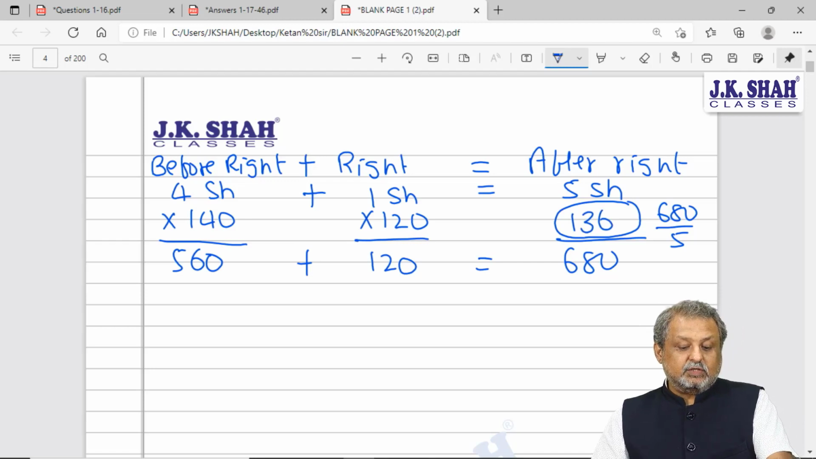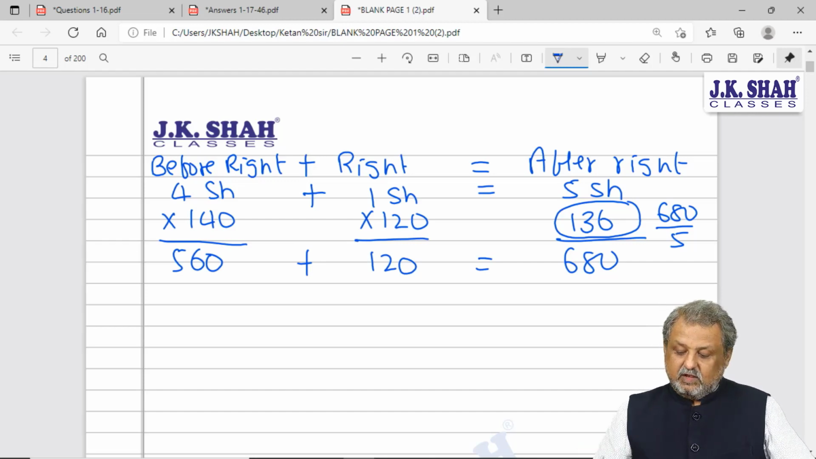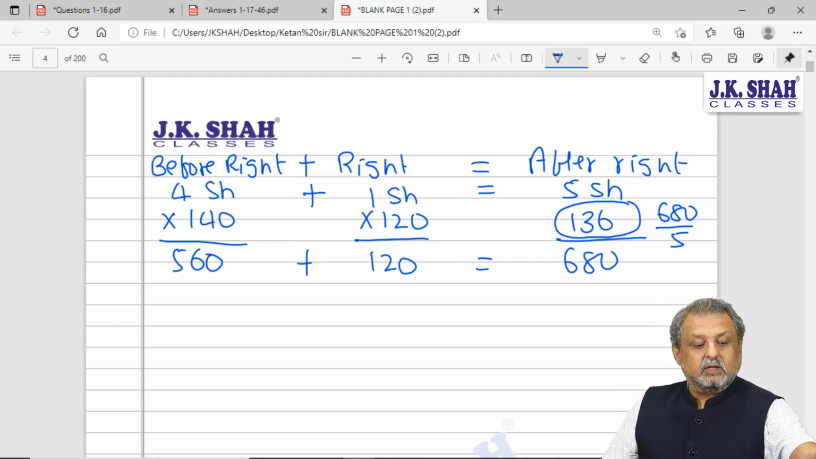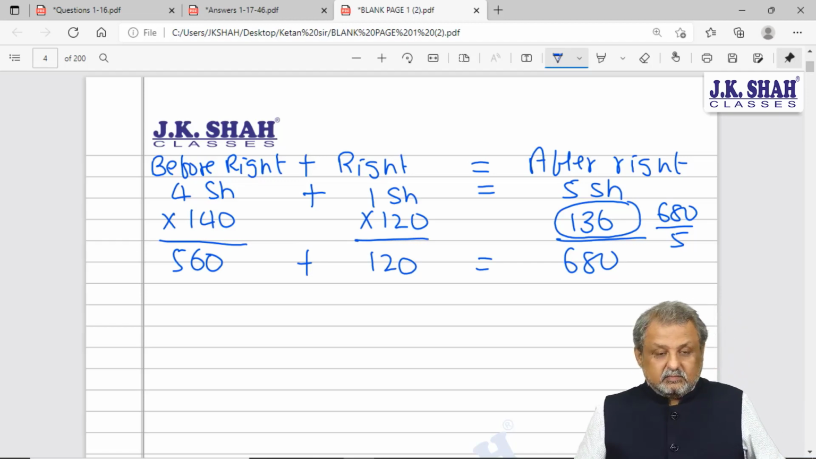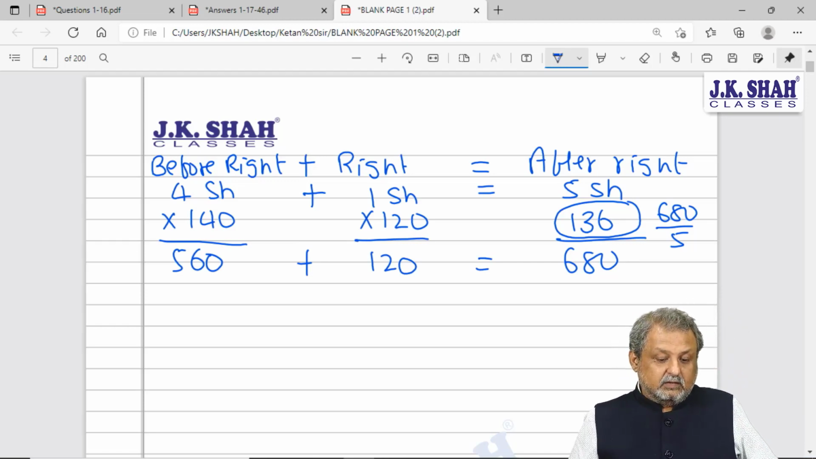So what is the question? Question says, what is the value of right? Value of right is 136. Understood? Everybody? And X right value of shares is 136.